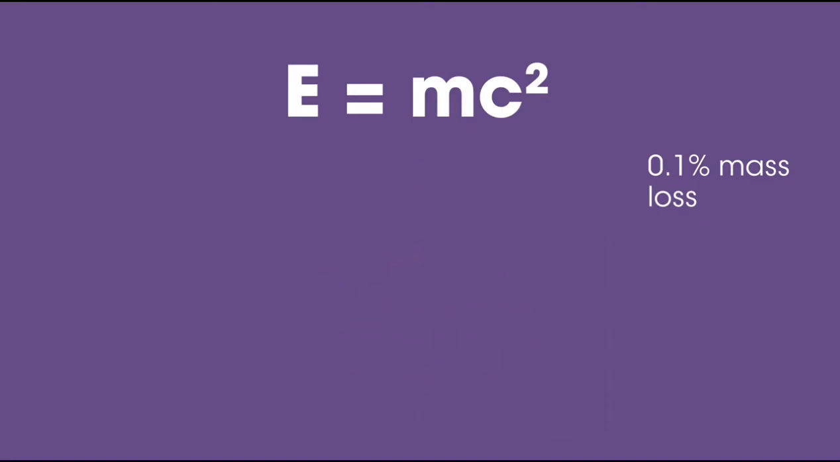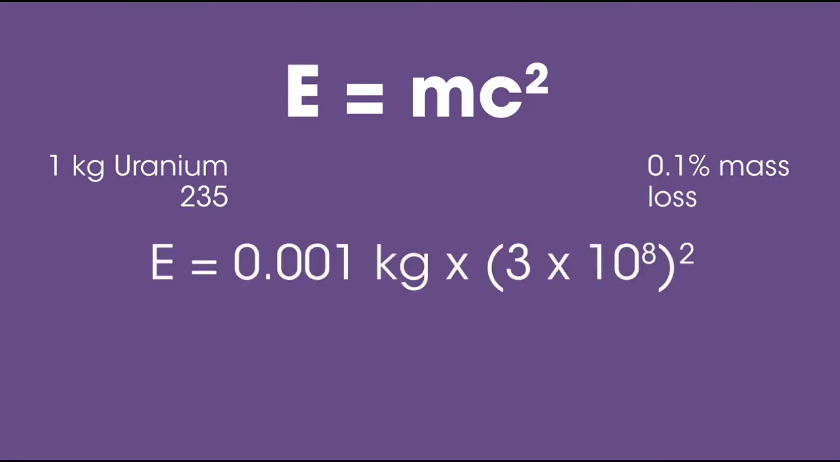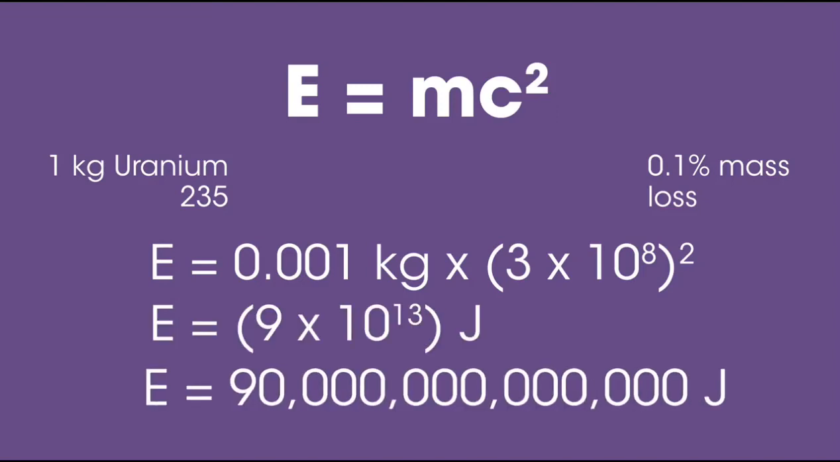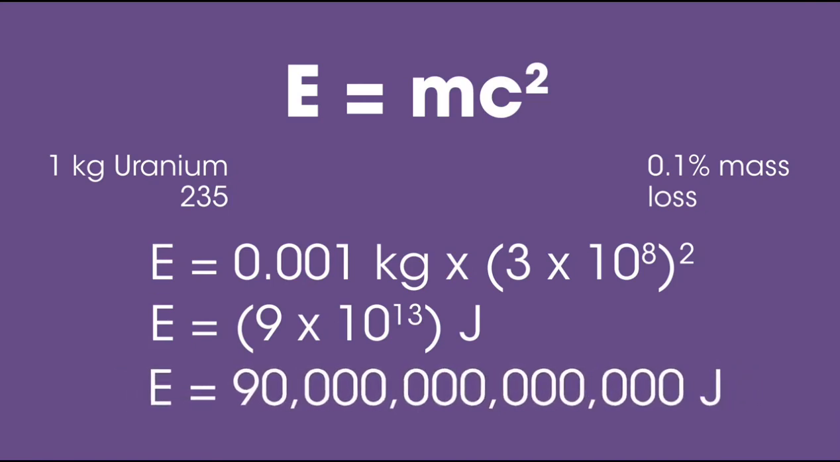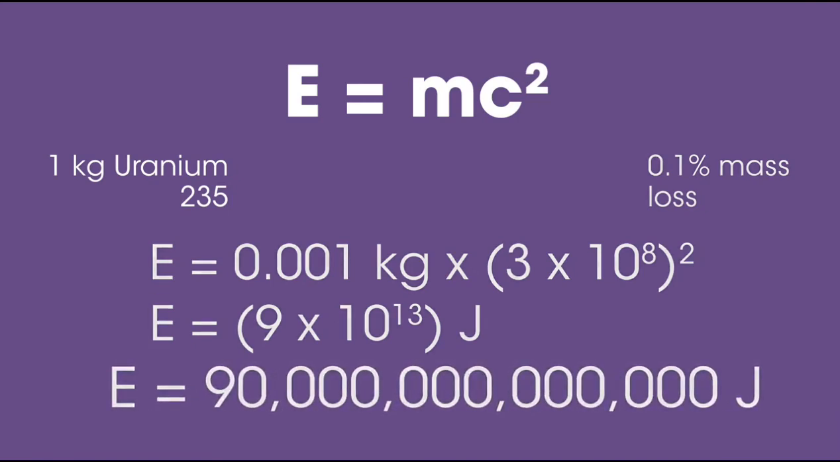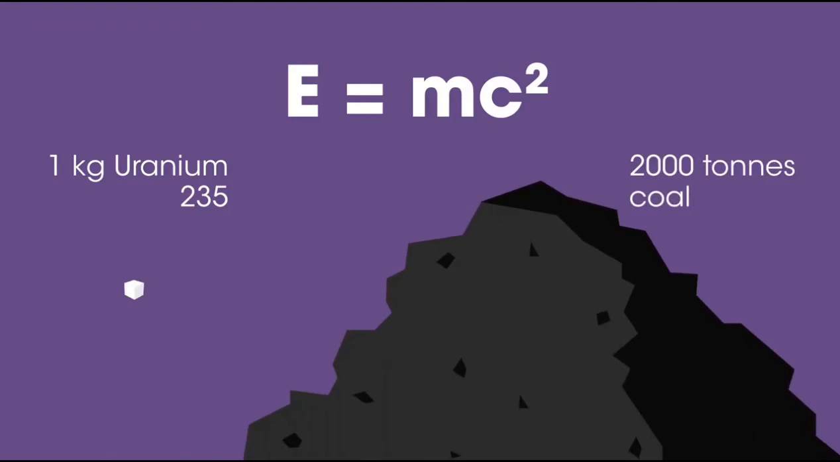So if 1 kilogram of uranium-235 underwent fission, the energy transfer would be E equals 0.001 kilograms times (3 × 10⁸) squared, which equals 9 × 10¹³ joules. To get this amount of energy from burning coal, you would need to burn 2,000 tons. That's 1,000,000 times the mass of the uranium.